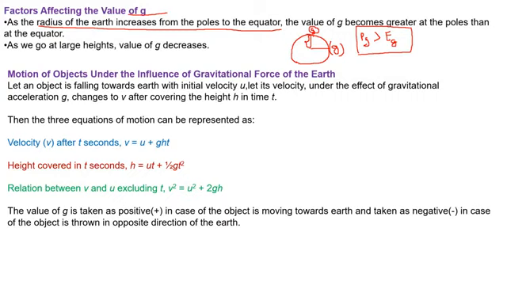The second thing is, as we go to a larger height, the value of g decreases. Suppose this is the earth, and you are going somewhere over here, at a larger height; definitely the value of g will decrease. Why is this so? Because we know that g is inversely proportional to the square of the distance between the objects. So if I make the upper thing 1, then we know that it is 1 upon capital R square.